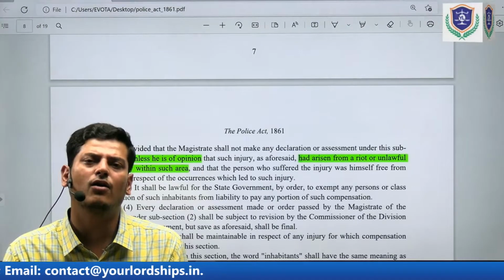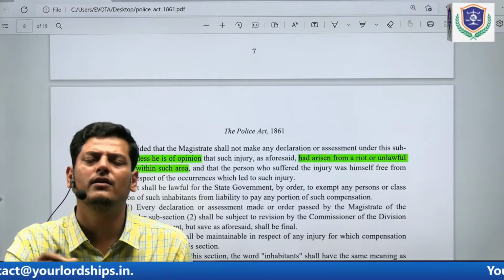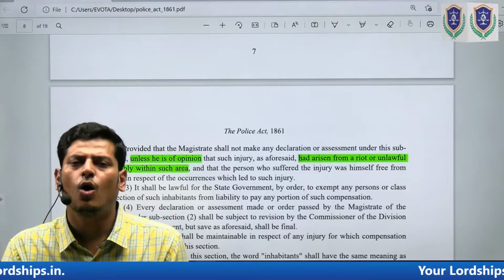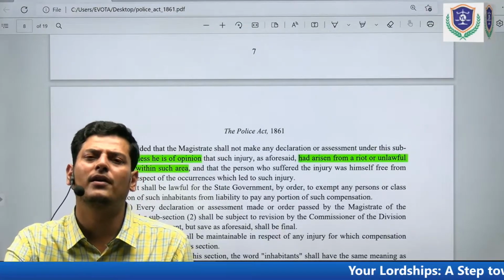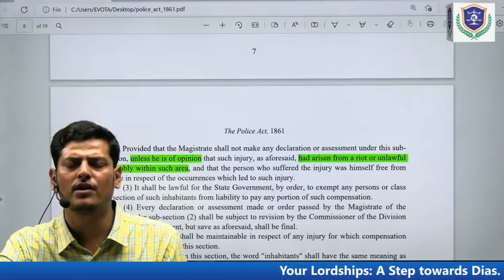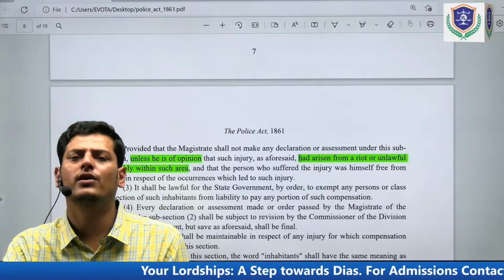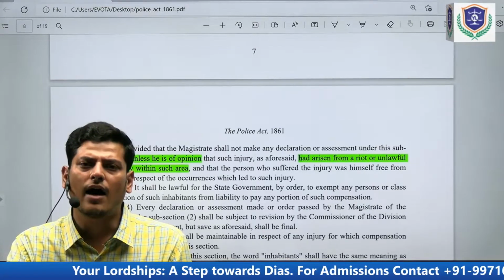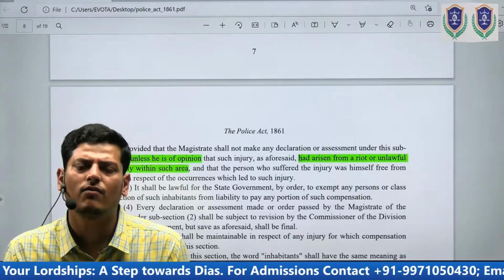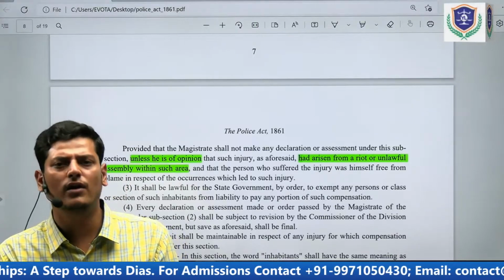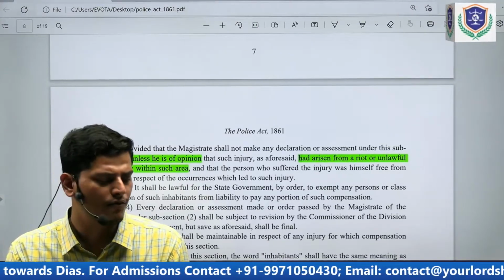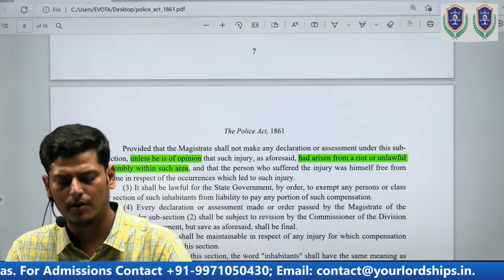So riot हो गया, unlawful assembly हो गया, जिसकी वजह से कोई इंजरी कॉज हो गई, और इंजरी कॉज होने के बाद उसके रिस्पेक्ट में डिक्लेरेशन करना है, कंपनसेशन को फिक्स करना है, तो उसमें मजिस्ट्रेट इंश्योर किया करेगा कि क्या इस केस में जहां इंजरी कॉज हुई है वहां कोई अनलॉफुल असेंबली थी, कोई राइट हुआ था, देन ओनली द फॉलोइंग रिस्पेक्टिव ऑर्डर्स बी passed in.